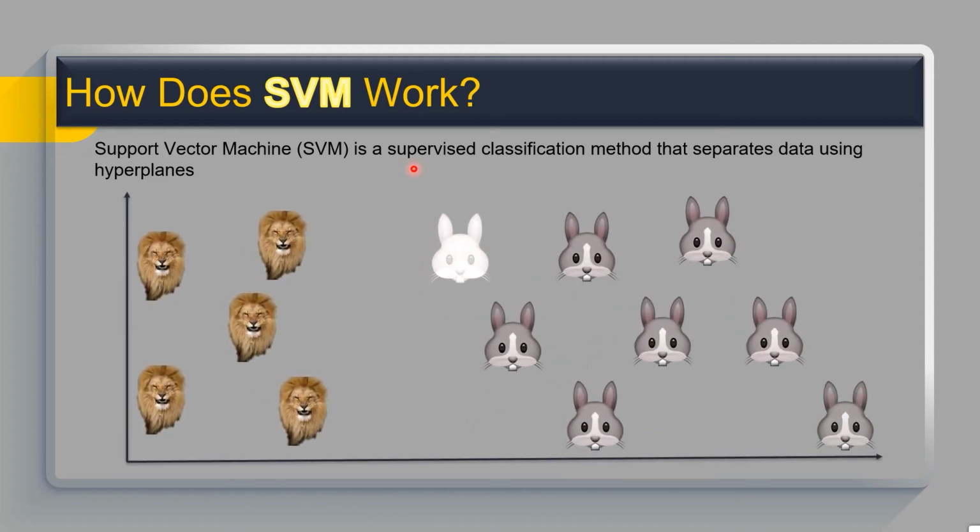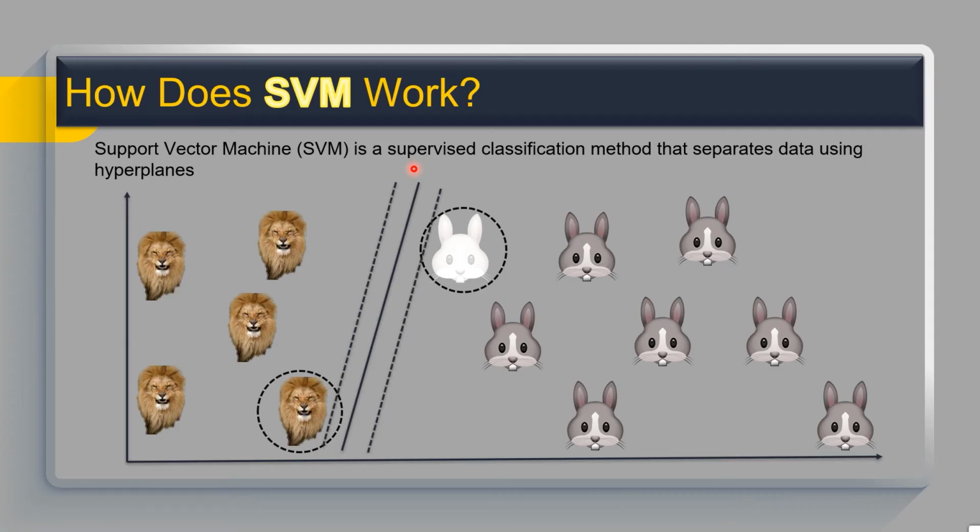So let's say that I input a new data point. This is a new data point, and now I want to draw a hyperplane such that it best separates the two classes. So I start off by drawing a hyperplane like this, and then I check the distance between the hyperplane and the support vectors. So I'm trying to check if the margin is maximum for this hyperplane.